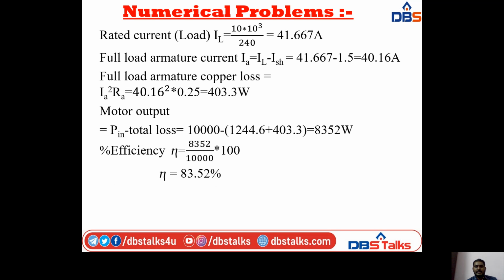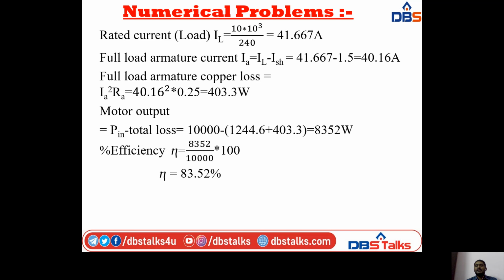Next, the rated current, that is nothing but the load current. IL is equal to, since in the problem they have given the power, I am using IL is equal to PL by V. They gave the power as 10 kilowatts, that is 10 into 10 cube, divided by 240, that is the voltage. So finally we have the rated current or load current, that is 41.667 amperes.